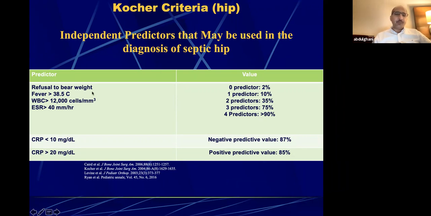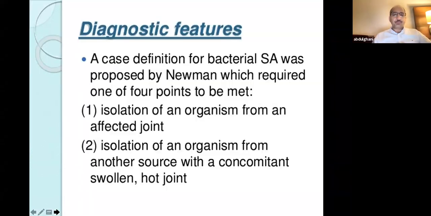The patient will refuse to bear weight, unable to bear weight on the lower limb, of course. The patient will be febrile, more than 38.5, WBC count more than 12,000, ESR more than 40. If CRP is less than 10, there is a negative predictive value of 87%. And if it is more than 20, along with these features, the positive predictive value can be 85%.